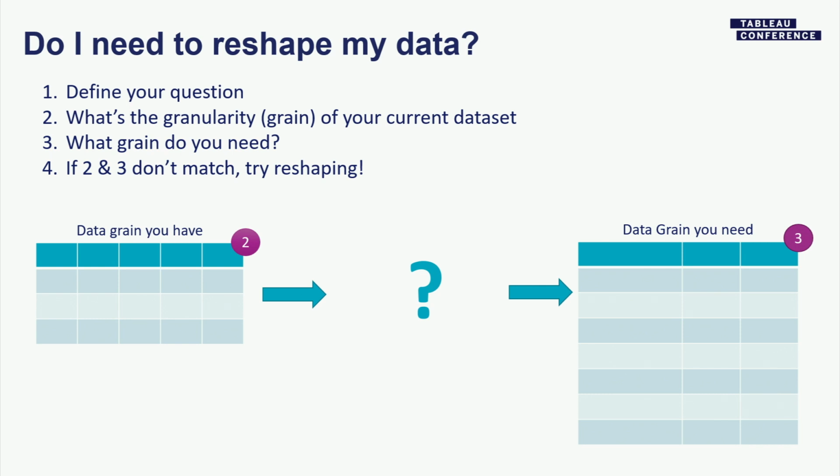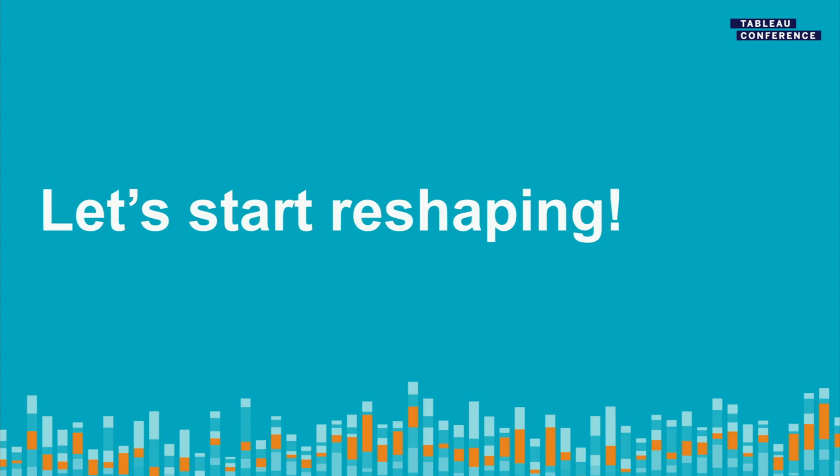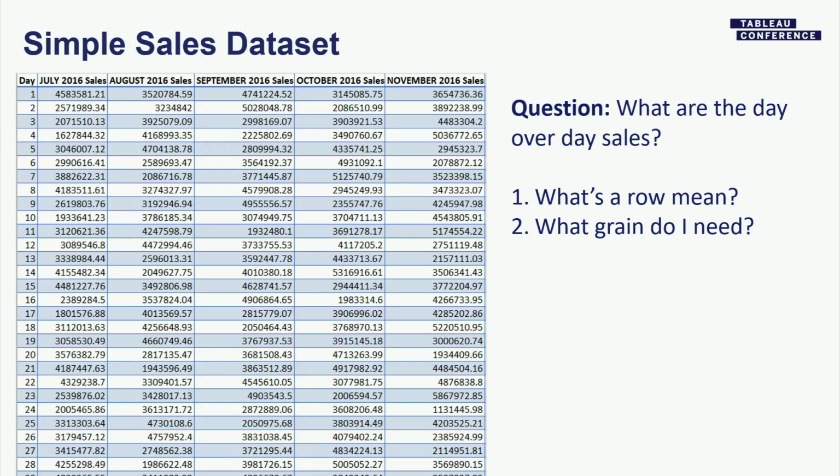And then say, well, what's the grain of the data you need to answer that question? And if the two don't match, then it might be time to reshape it. Okay, so we're going to use the same pattern as we go through every single example. So let's start reshaping.